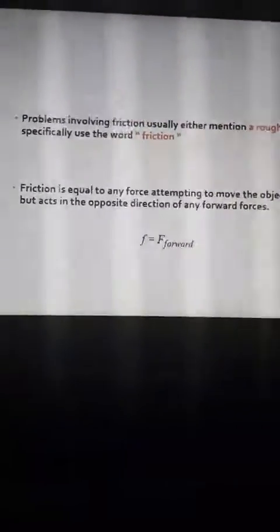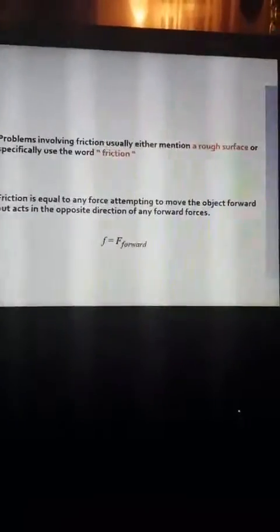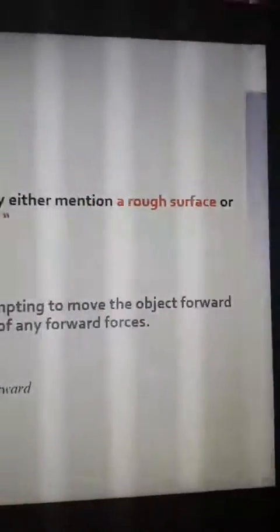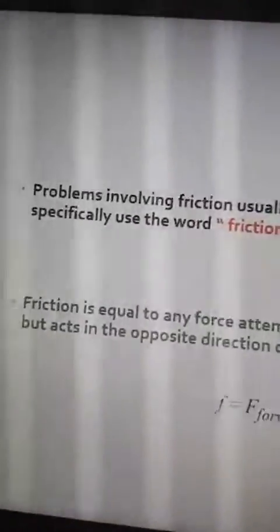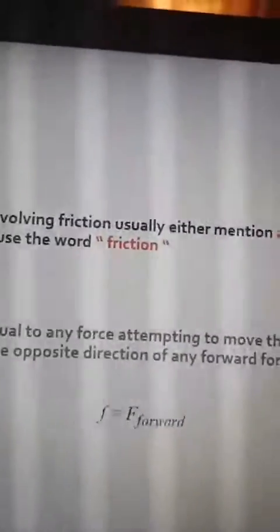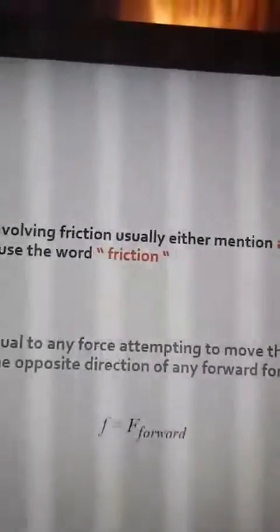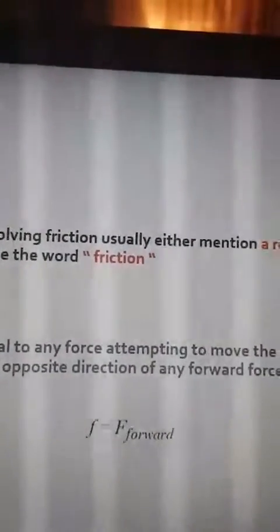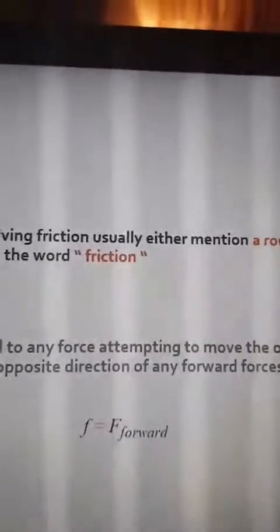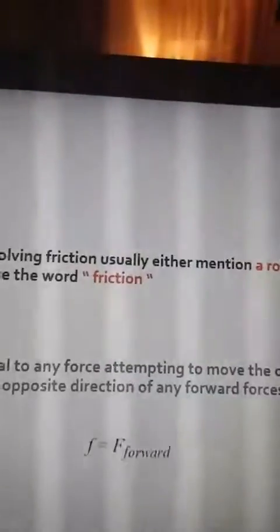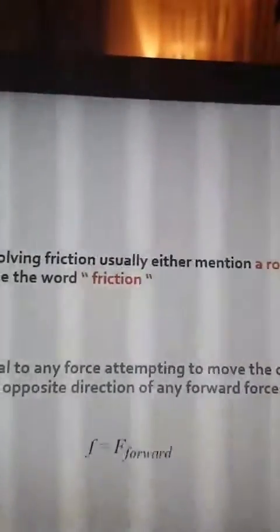Now, problems involving friction usually mention a rough surface. You see in any question a rough surface, or they can say direct friction. In any of these cases, you understand that there is friction, because sometimes they don't mention any of these words. Okay, so it means no friction. Sometimes they say a smooth surface. So please be aware and focus while you are reading the question.